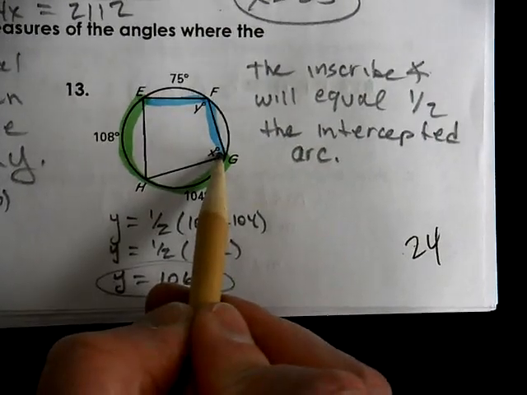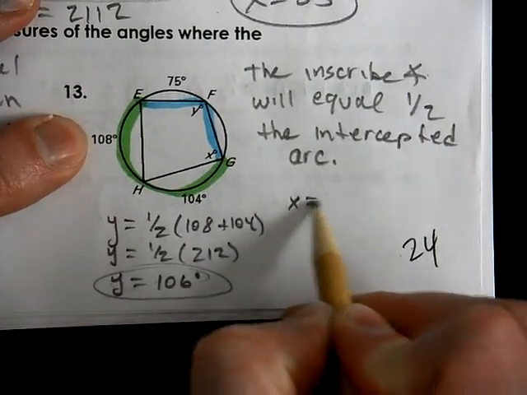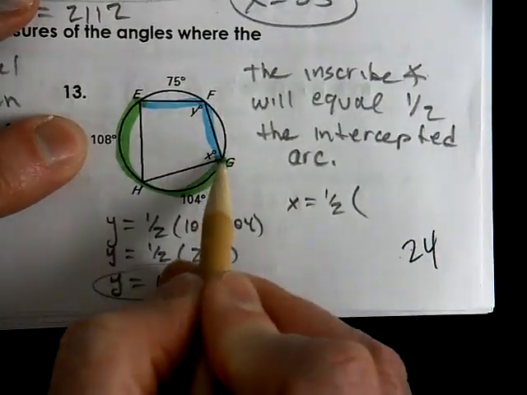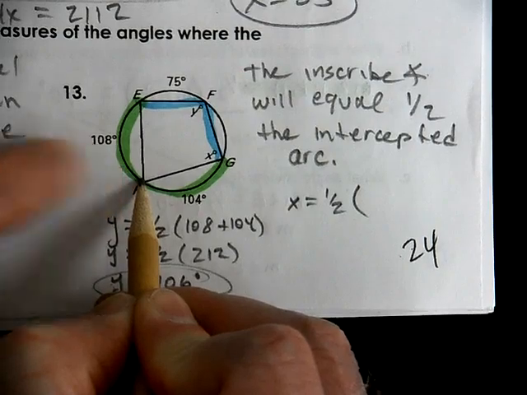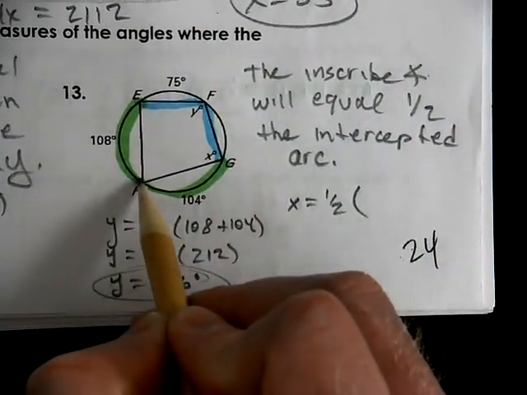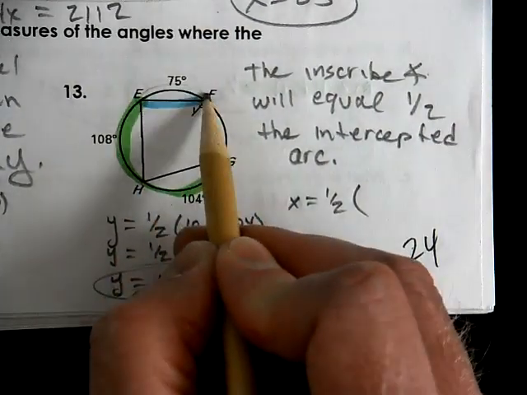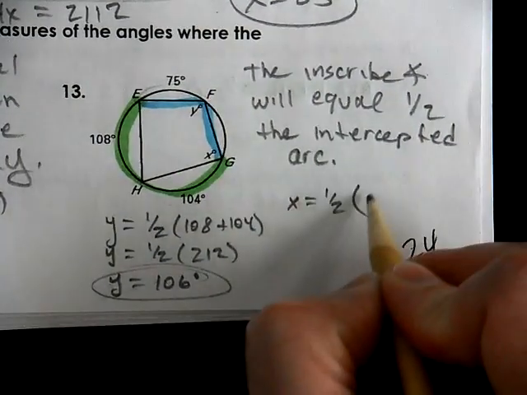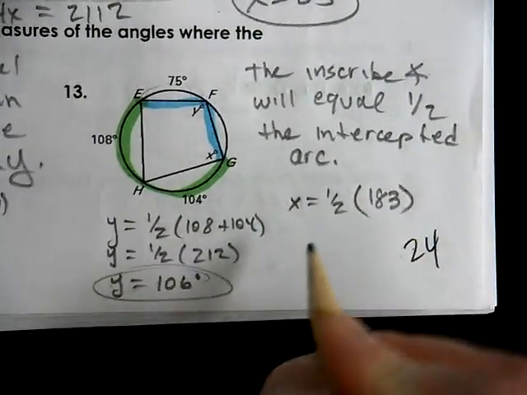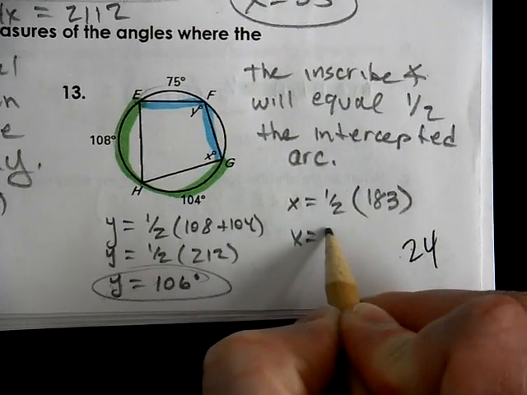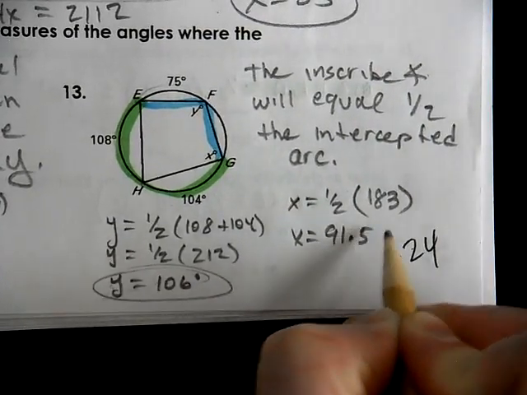And then X is going to be half of what it comes down to. It comes down and it's going to touch 108 and 75. That's 183. So that's 91 and a half.